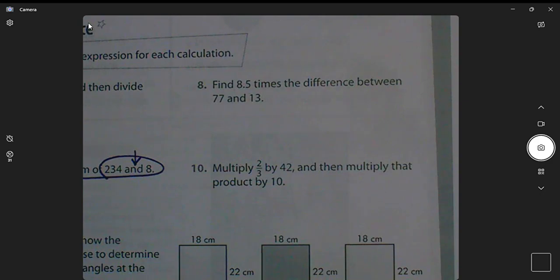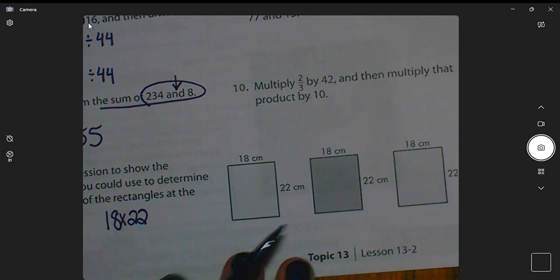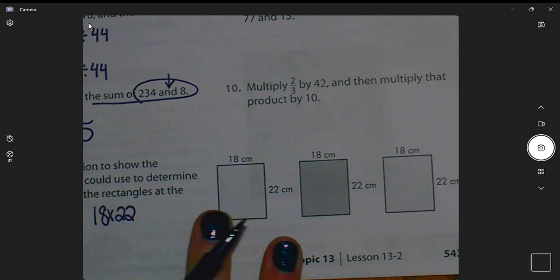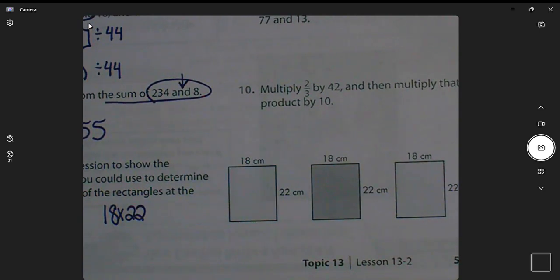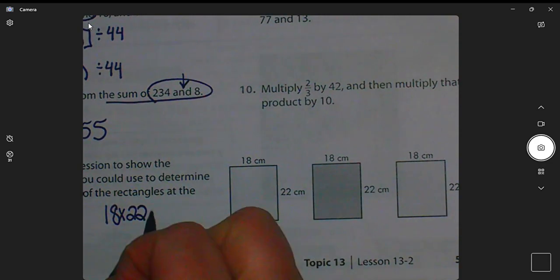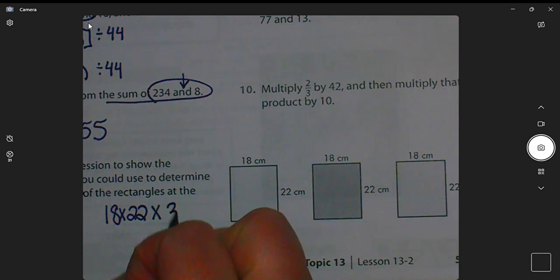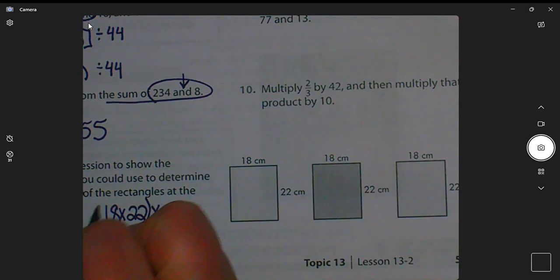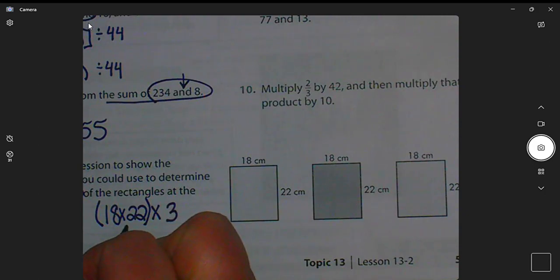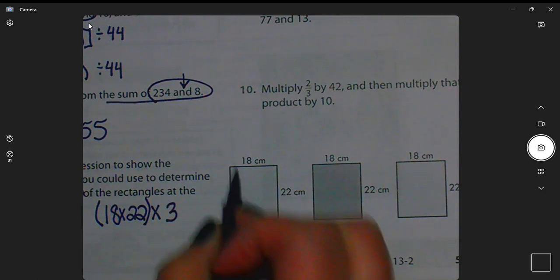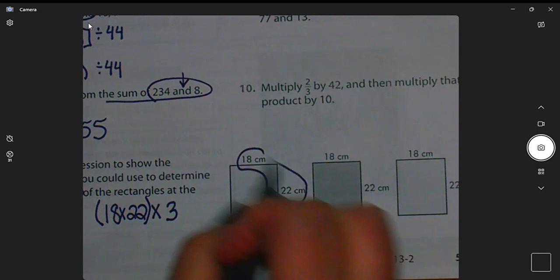So 18 times 22, and you can't see that. There we go. 18 times 22. And how many do I have being multiplied by 18 times 22? Yes. And I'm going to group this set of numbers off because this is the set of numbers that I'm working off of.